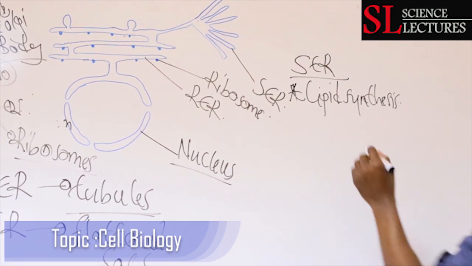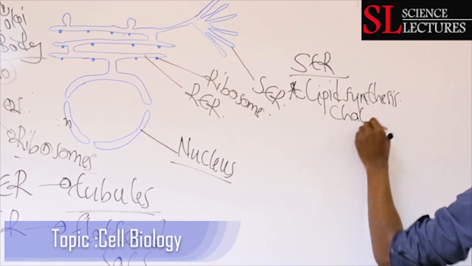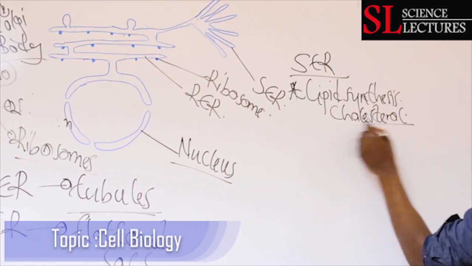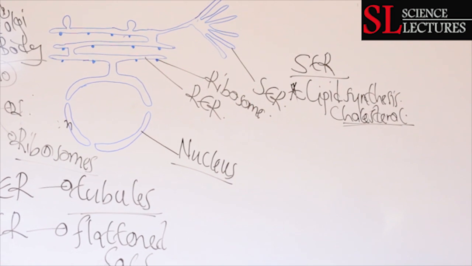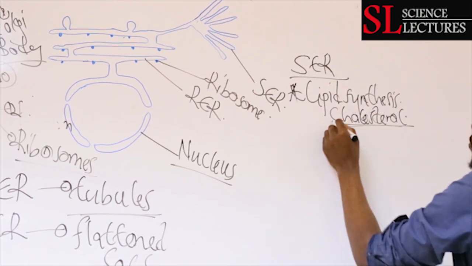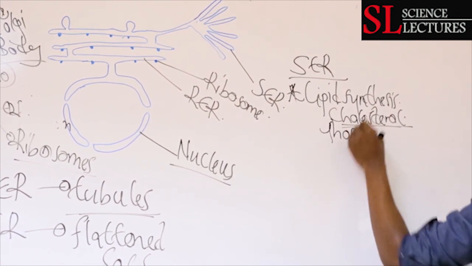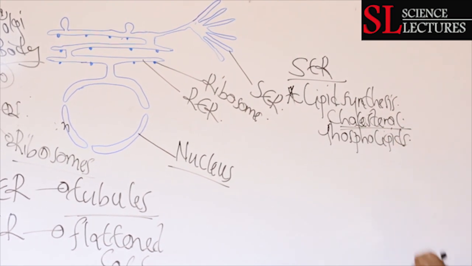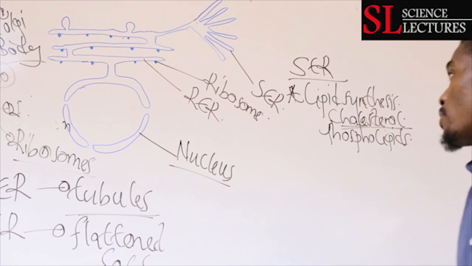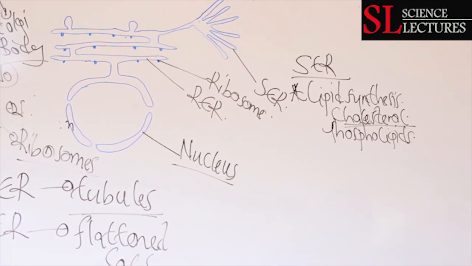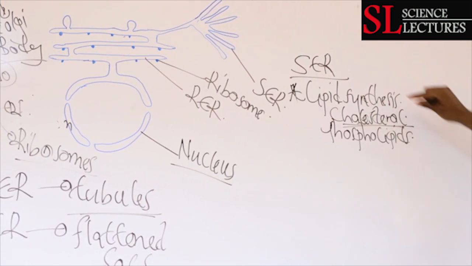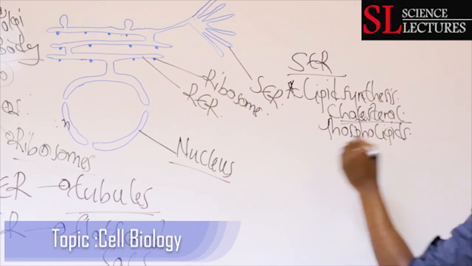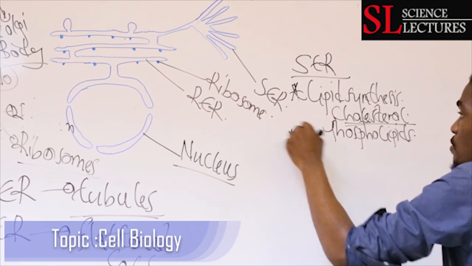These lipids can be cholesterol. We know cholesterol is very important in maintaining the fluidity of our cell membranes. Then the lipids can also be phospholipids, which make up the cell membrane, synthesized by the smooth endoplasmic reticulum. So it is very important to have the smooth endoplasmic reticulum. Lipids like cholesterol and phospholipids are synthesized by it.